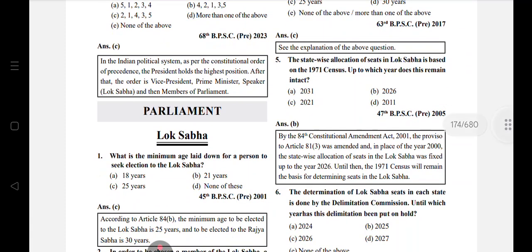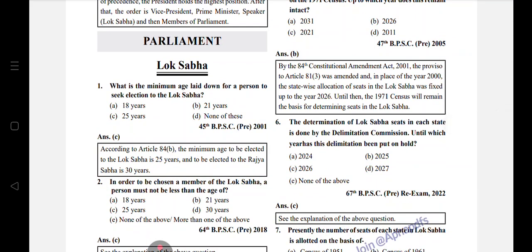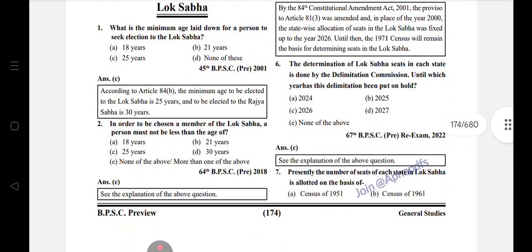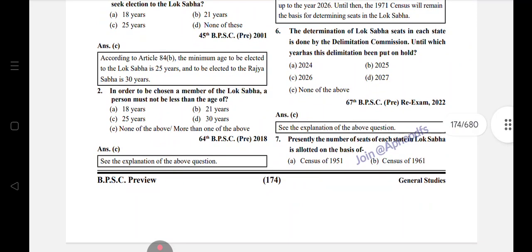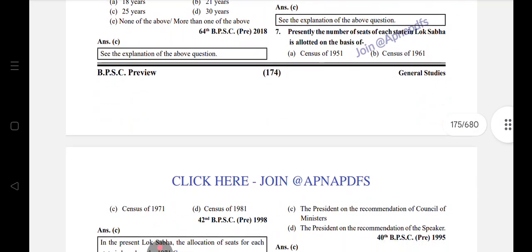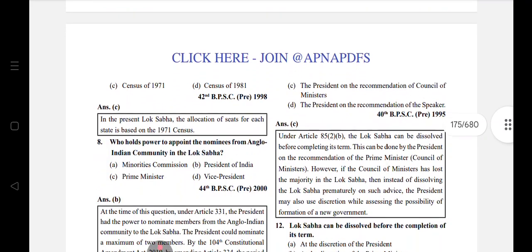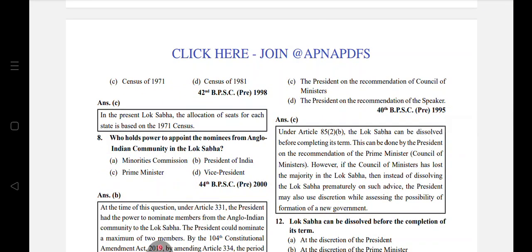State-wise allocation of seats in Lok Sabha is based on census up to the year 2026. The determination of Lok Sabha seats in each state is done by the Delimitation Commission until 2026. Presently the number of seats of each state in Lok Sabha is allocated on the census basis of 1971. Who holds the power to appoint the nominee from Anglo-Indian community in Lok Sabha?